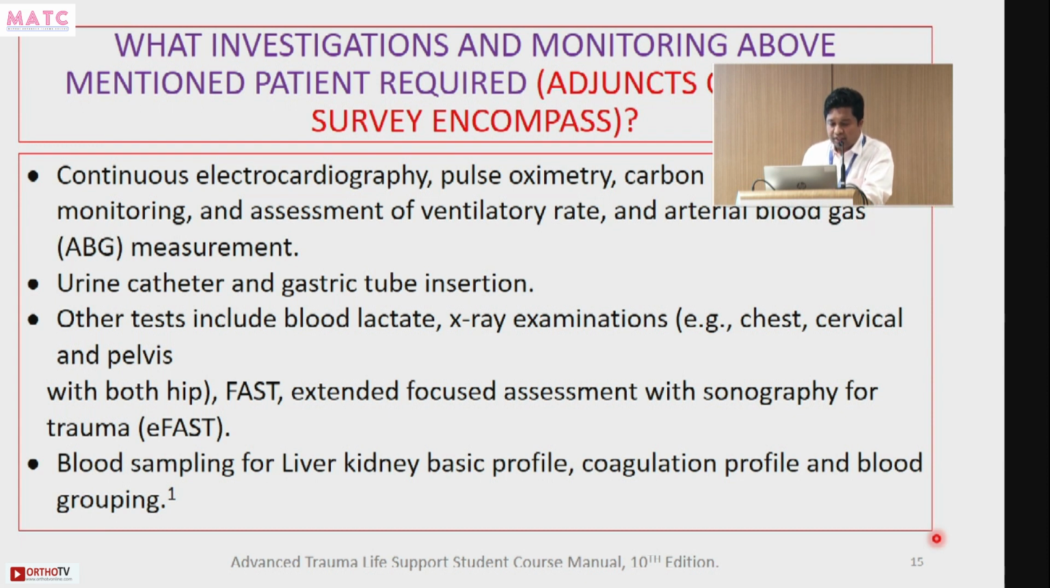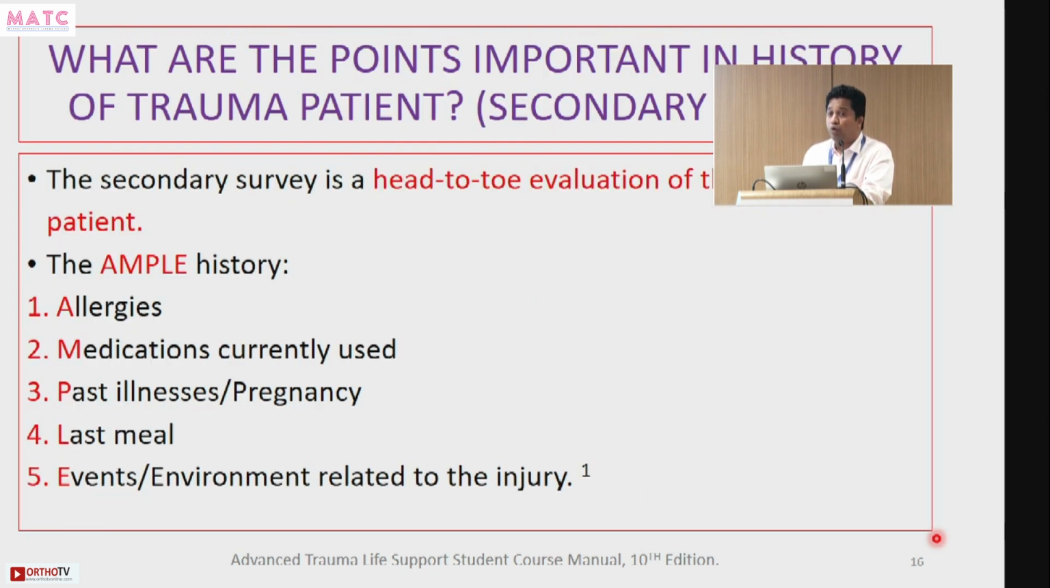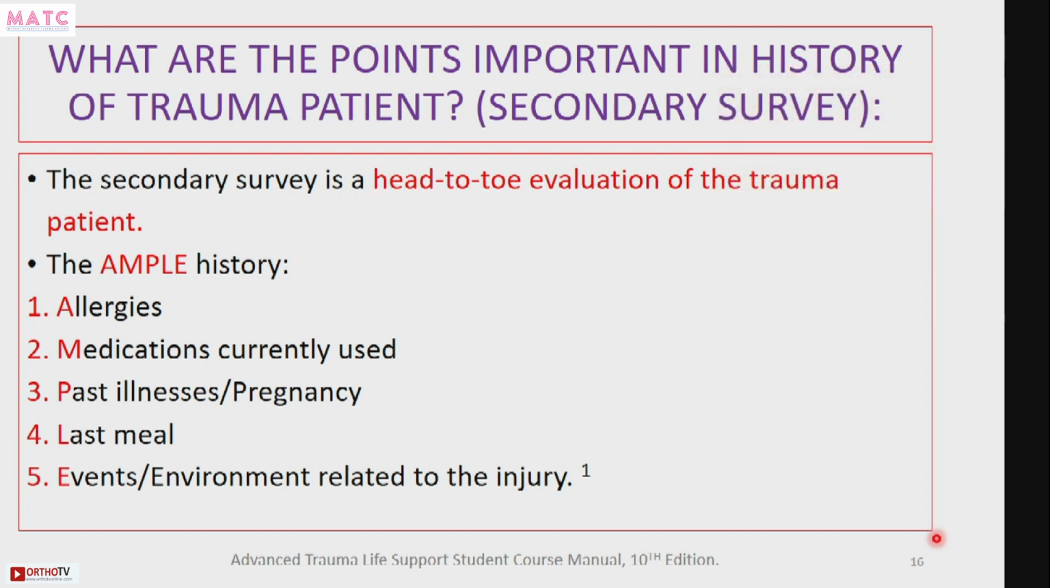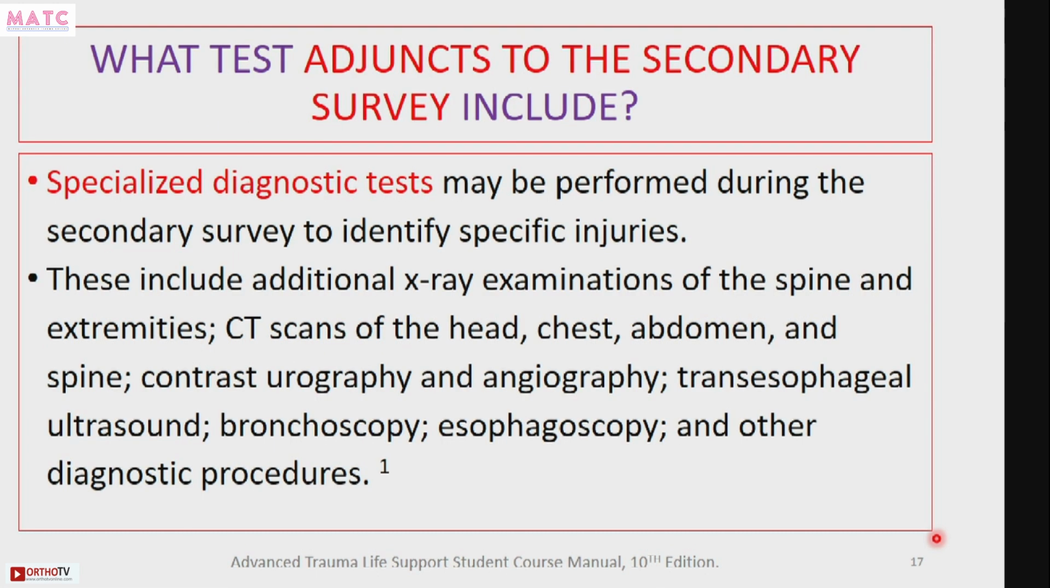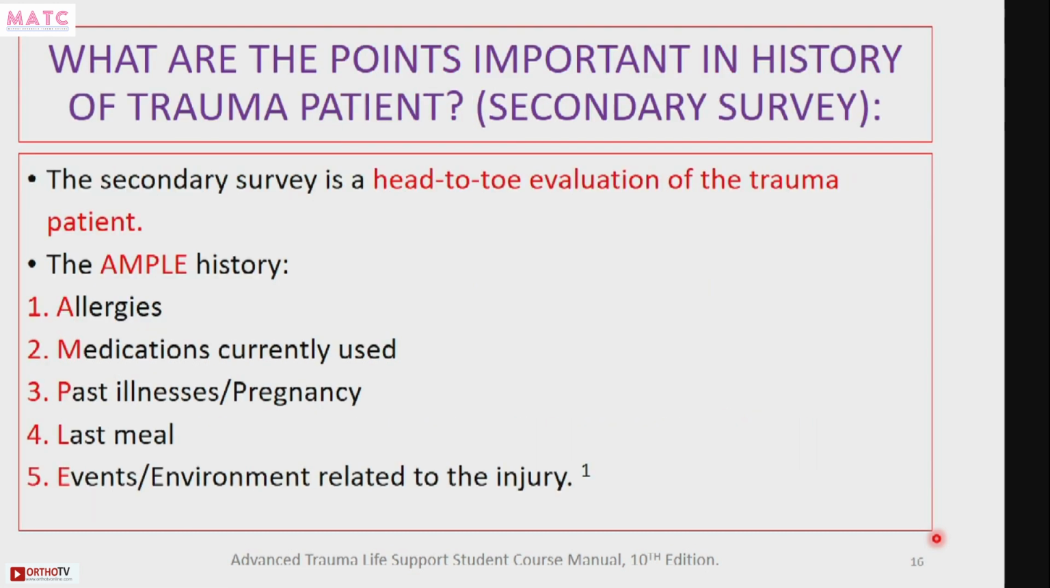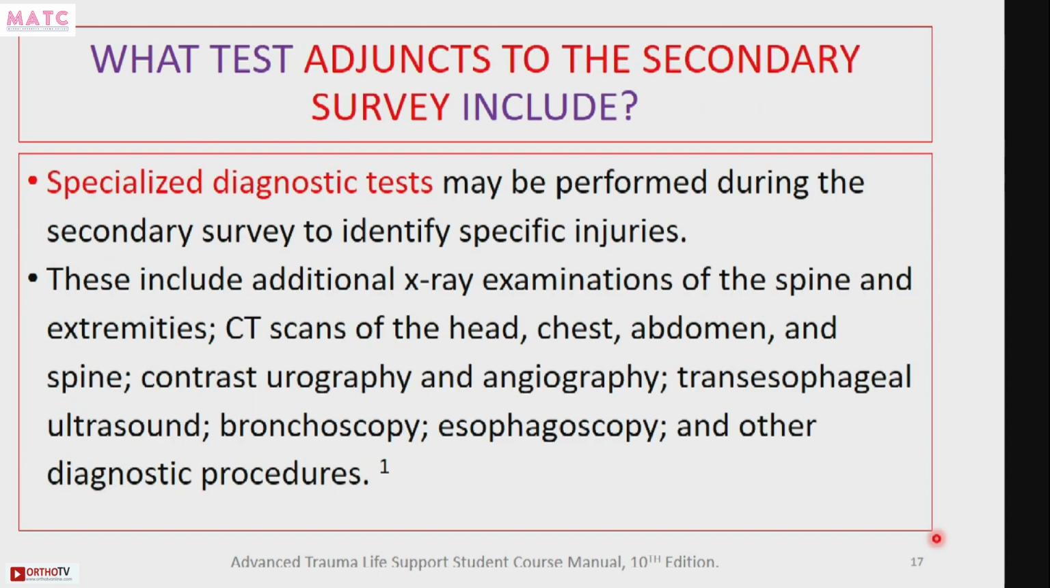So as I was saying, with a parallel investigation, we also have to apply our adjuncts to these patients. You put on monitors, you do a FAST scan, you do the necessary blood sampling tests, and you take a quick AMPLE history. AMPLE, which we discussed before, includes allergy, medication, past pregnancy, last meal, and any events or environmental injury in the past.